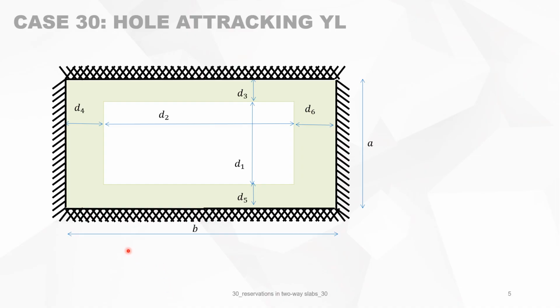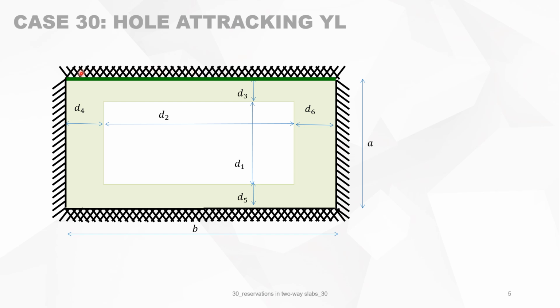It's a rectangular slab and the reservation is situated somewhere in the slab with dimensions D1 and D2 and its situation at distances D3, D4, D5 or D6. But first, before we talk about the conditions that are there for this type of reservation, we will look at the yield lines.